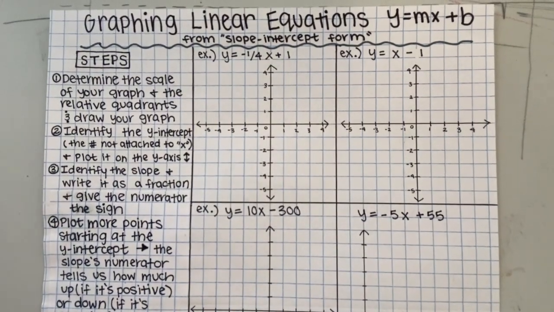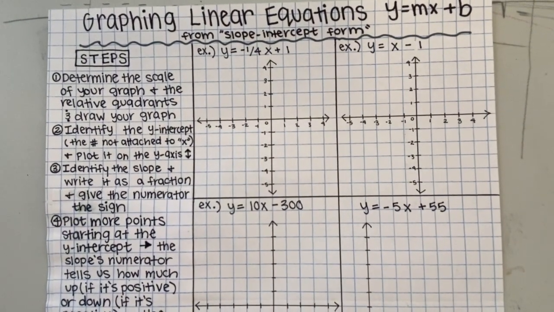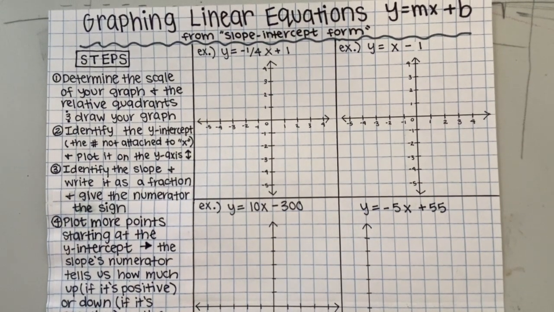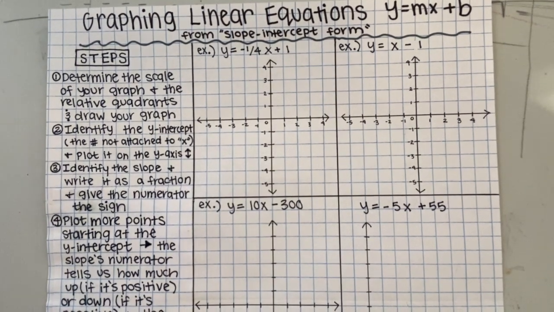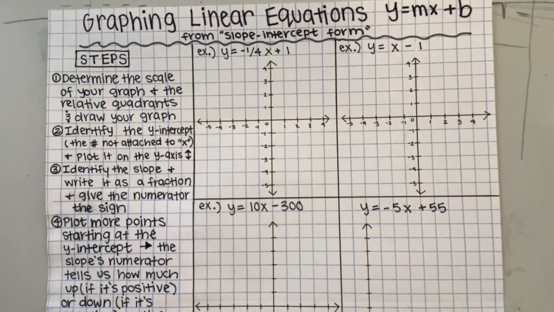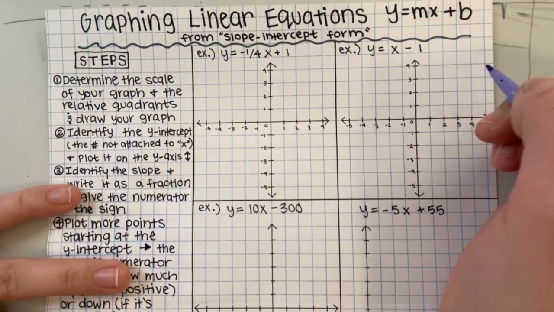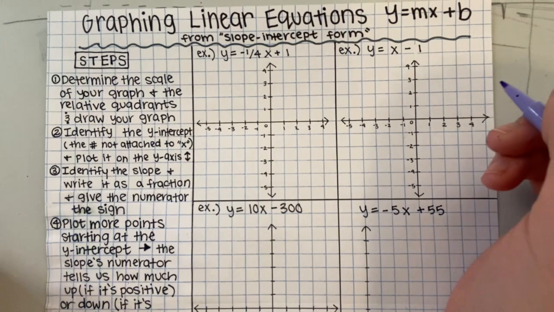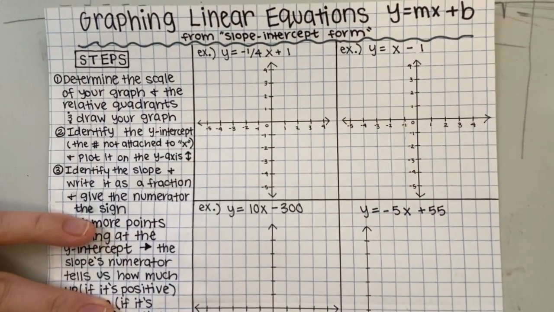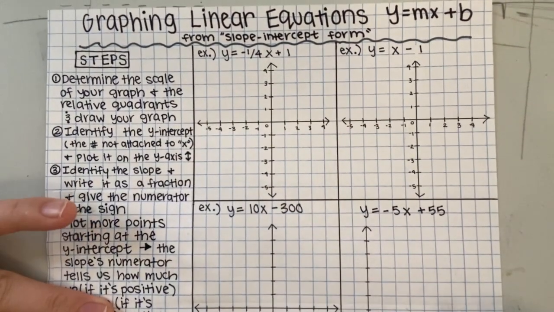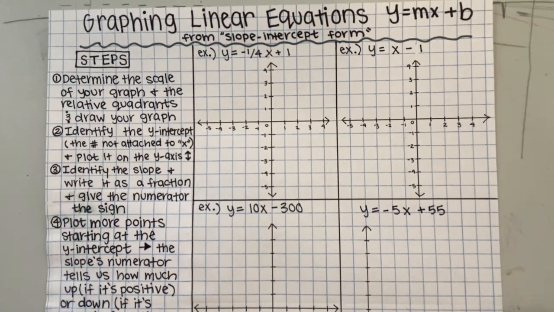Okay, lastly, we're just going to think about how we graph linear equations when we are given the equation in y equals mx plus b form. So y equals mx plus b form is slope-intercept form. So in this form, we are given our slope and we are given the y-intercept. So like I always do, we've got our list of steps and then we have a bunch of examples we can use in order to create our graphs.